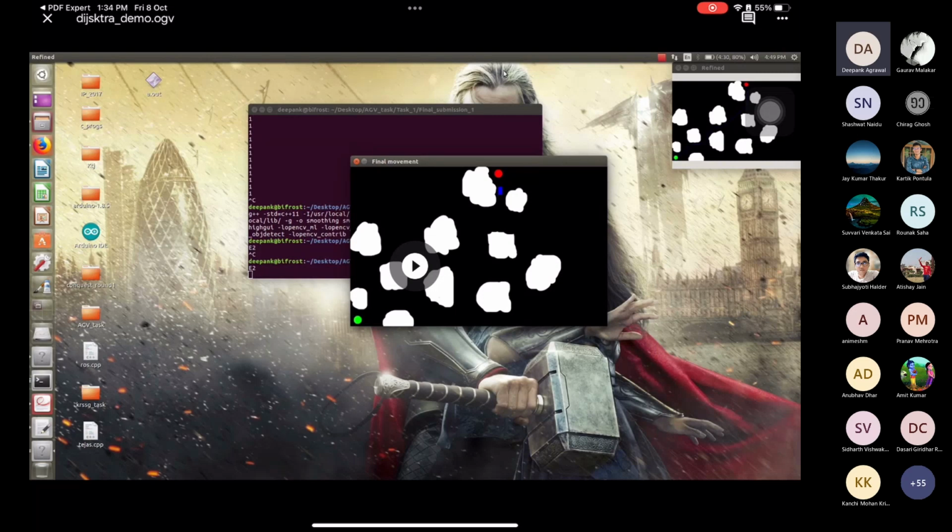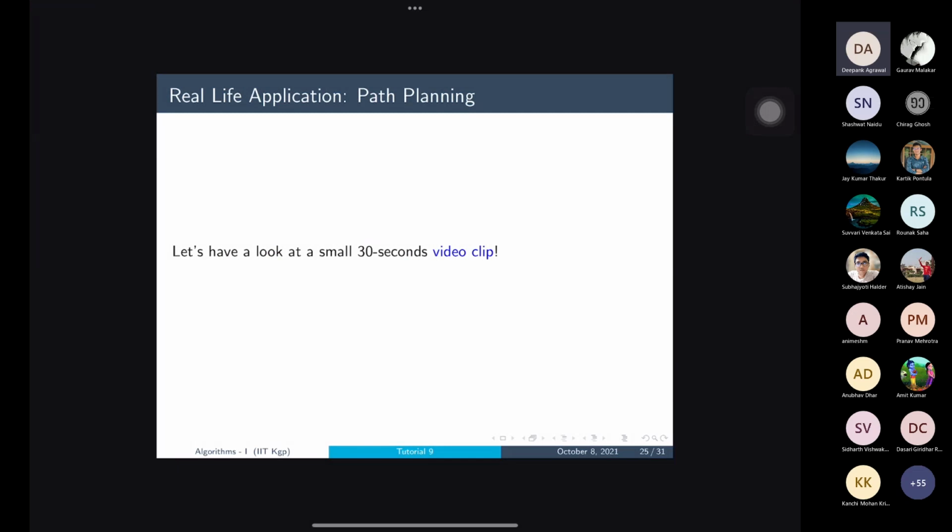If someone wants to have a look at how the code looks, you can contact me later on Teams.